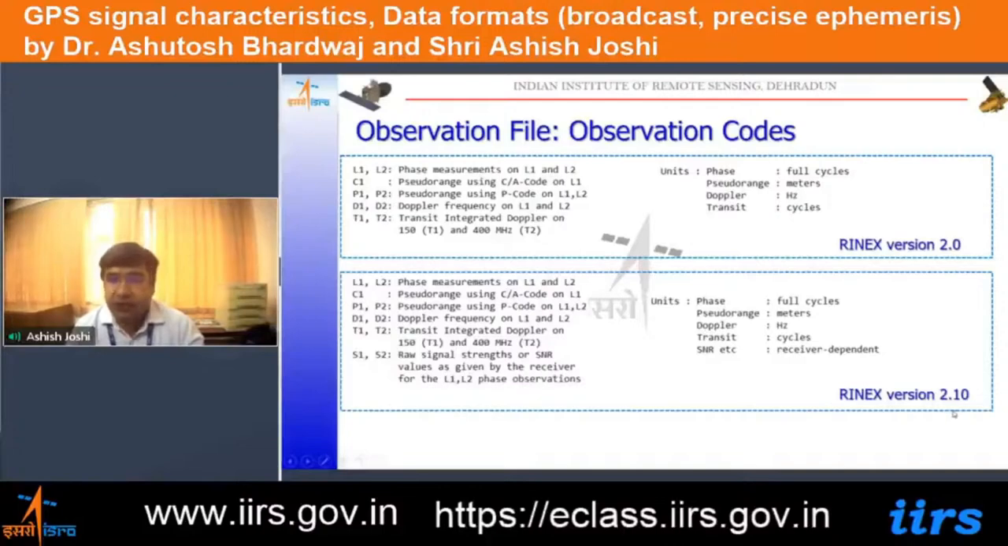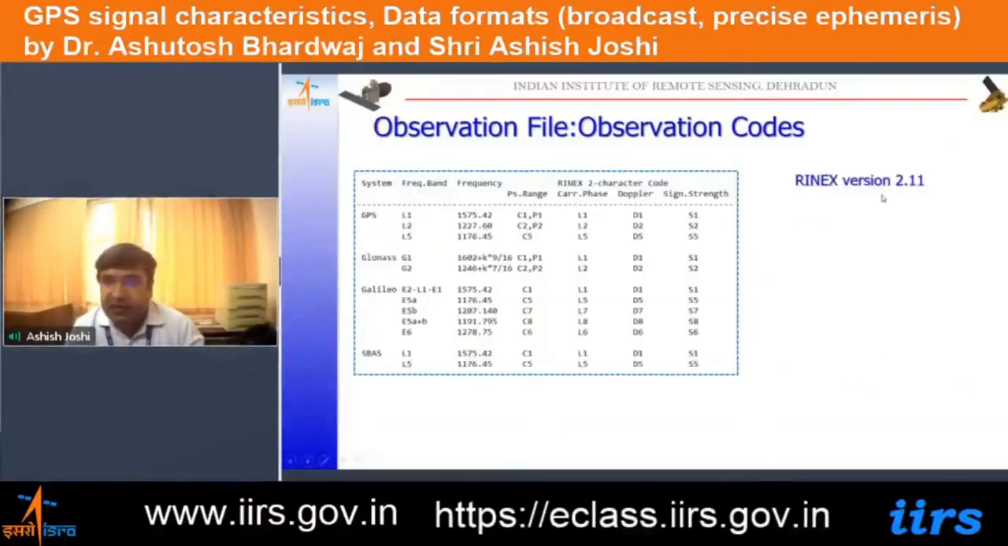Similarly, in the RINEX 2.10, we have different codes. Here we have S1 and S2 as well, which include the raw signal strength or SNR. So in this way, we have some observation codes in our RINEX format. Based on these observation codes, we will identify the value of that signal.